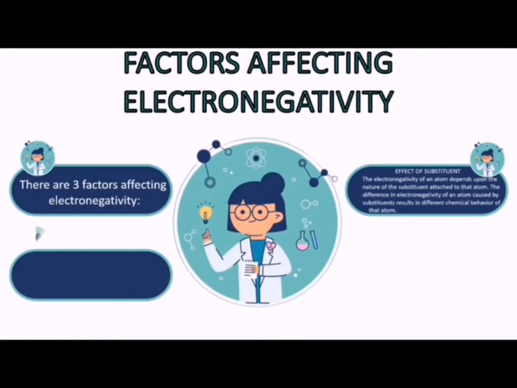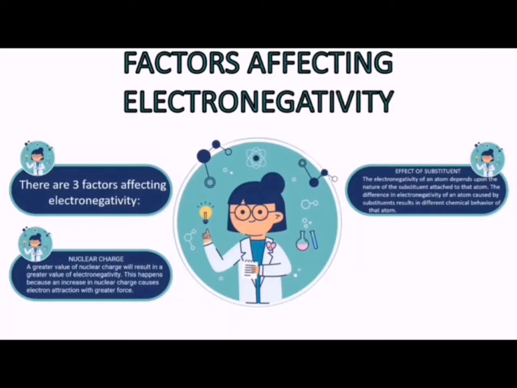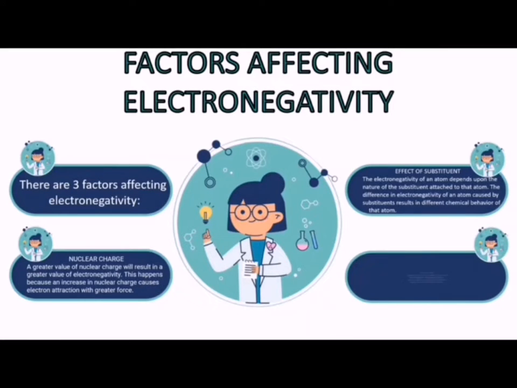Second, nuclear charge. A greater value of nuclear charge will result in a greater value of electronegativity. This happens because an increase in nuclear charge causes electron attraction with greater force. Third, size of an atom. A greater atomic size will result in a lesser value of electronegativity. This happens because electrons being far away from the nucleus will experience a lesser force of attraction.